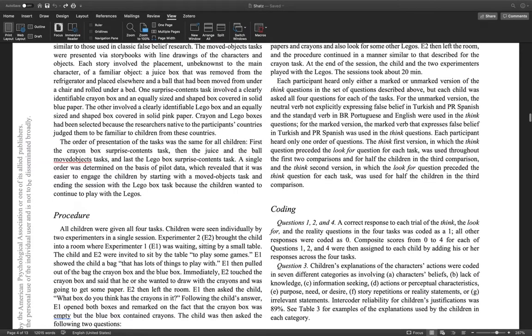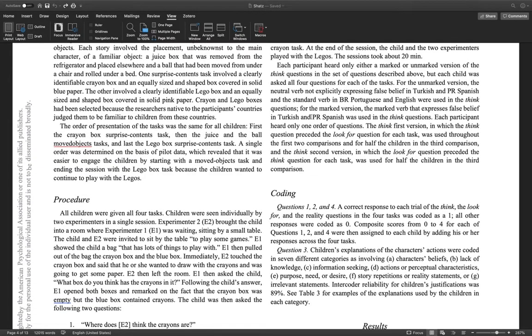For the unmarked version, I'm going to skip those details. I get what's going on here. These are details. Do I care? Let me skim them real quick. I'll just read it. For the unmarked version, the neutral verb not explicitly expressing false belief in Turkish and Puerto Rican Spanish, and the standard verb in Brazilian Portuguese and English were used in the think questions. For the marked version, the marked verb that expresses false belief. I got that.